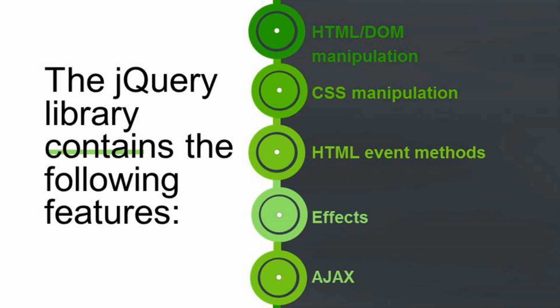HTML event methods. So we can call these events and set up our actions to do something when something happens on these HTML elements. We can also use some cool effects to wow our users. And of course, which is my favorite, AJAX calls, which communicate with the server, and we can grab and retrieve data from the server and make it do whatever we want.